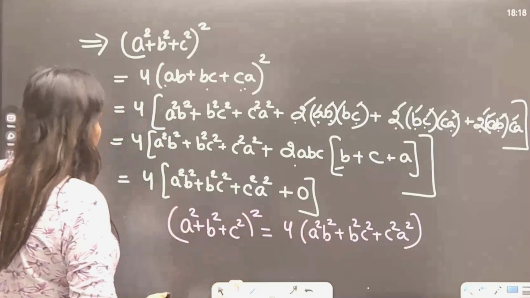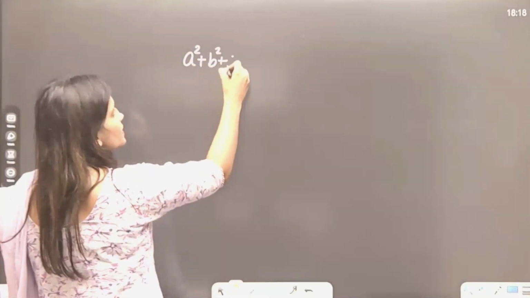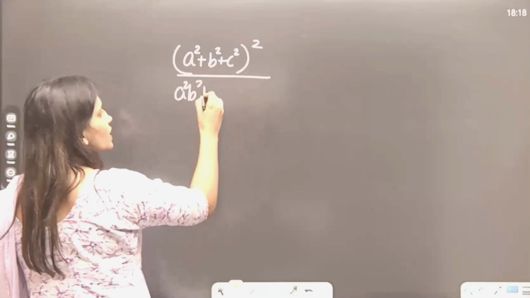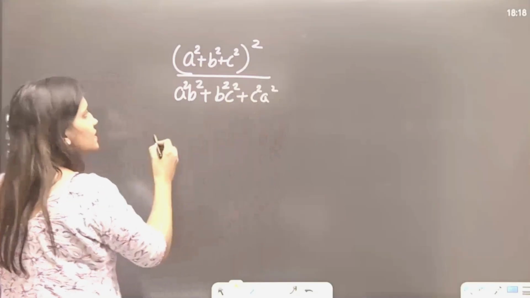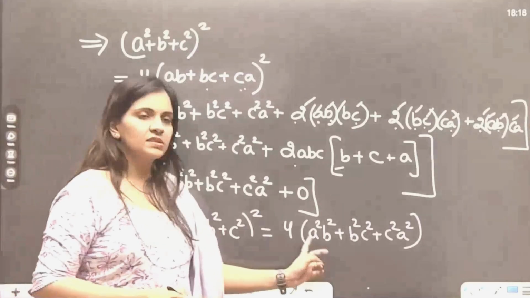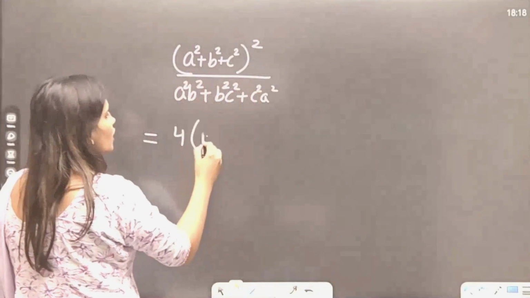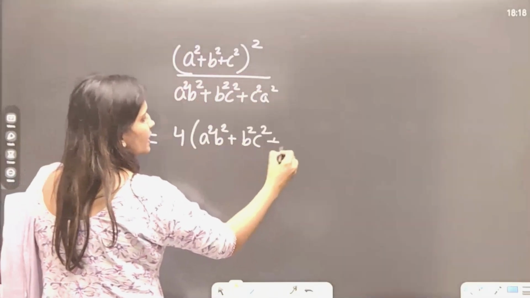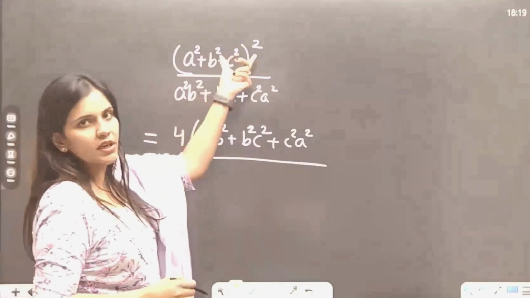Or you can just put the value in the question. What was asked? (A square plus B square plus C square) whole square upon A square B square plus B square C square plus C square A square. This was asked in the question. So we will put the value of the numerator, 4 times of A square B square plus B square C square plus C square A square. This is the value we found out for the numerator part.